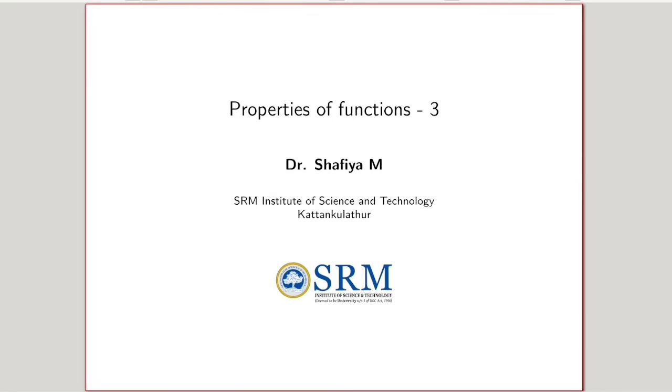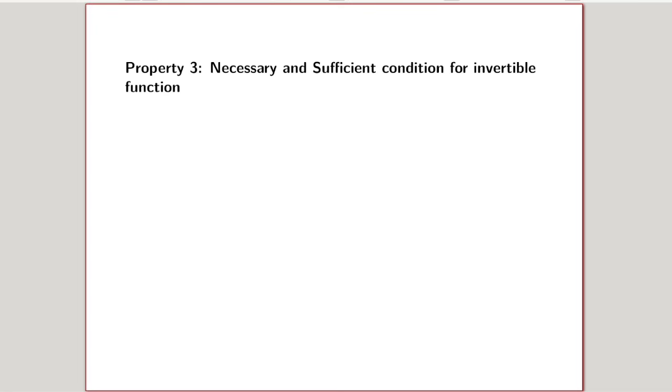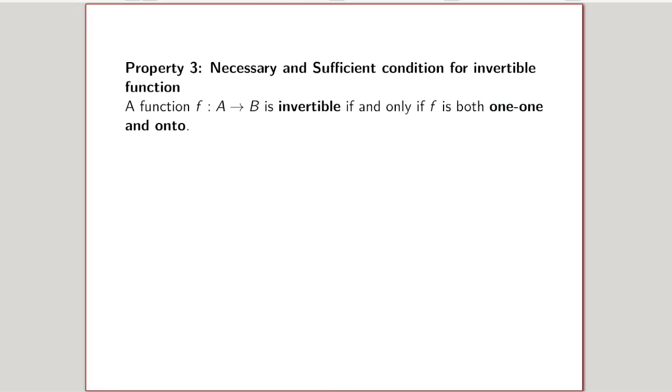Hello everyone. In this lecture, we'll be seeing the third property of function, that is, the necessary and sufficient condition for a function to be invertible. A function f from A to B is said to be invertible if and only if f is both one-one and onto. One-one and onto in the sense we are telling f is a bijective function.